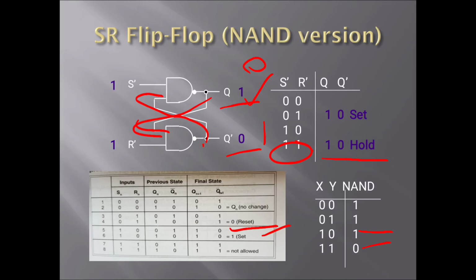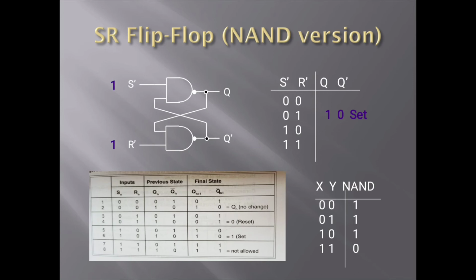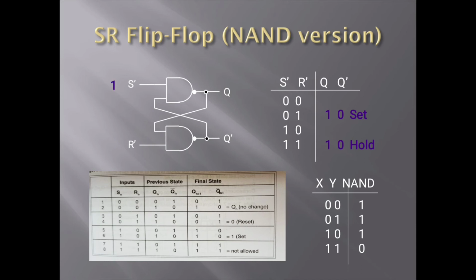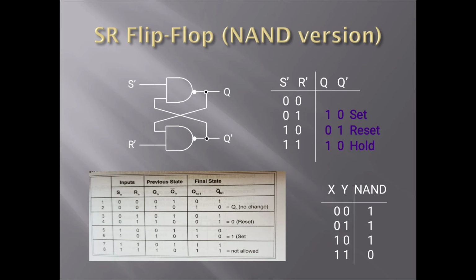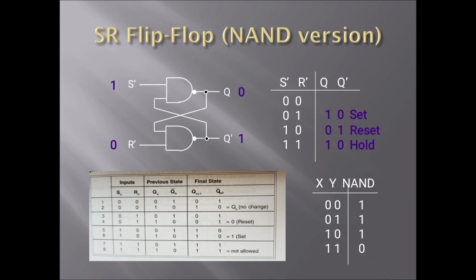In this case, this 0 value is given to this as input, 1 and 0. 1 and 0 gives output as 1, and this 1 is given to the first NAND gate, 1 1. 1 1 gives 0, that is 0. Again the next state is again 1 0. This one 1 0 is hold, right?